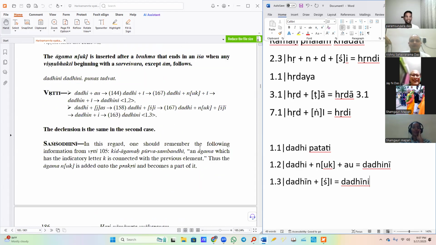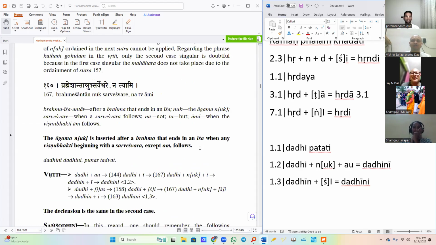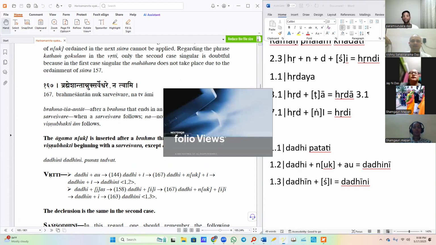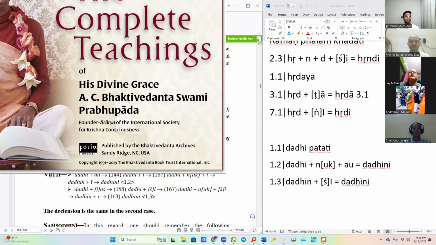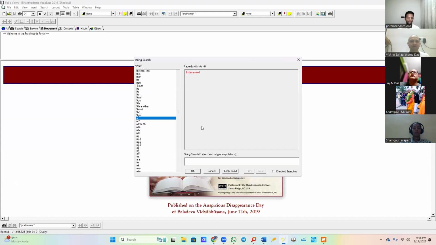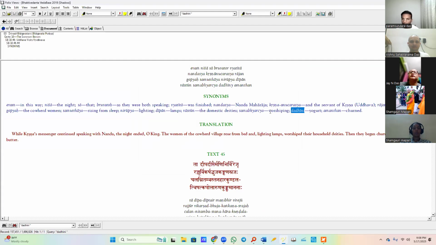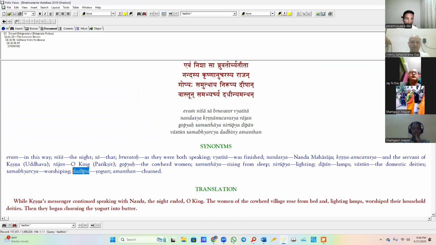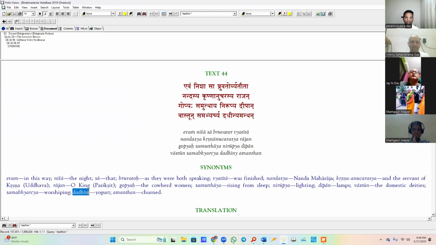Okay, that's fine. Is there some example of dadhini in some sentences, like where we can say many dadhi? You can actually get it for Varini. Let us look in the Vedas. Okay, so we have an example for Bahuvachana, the Dhini here. This is 10.46.4. Dadhini, many yogurts.